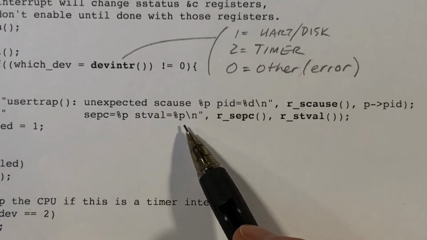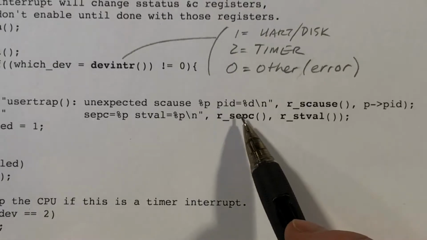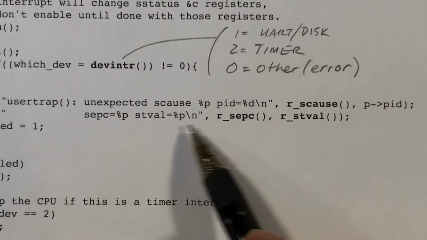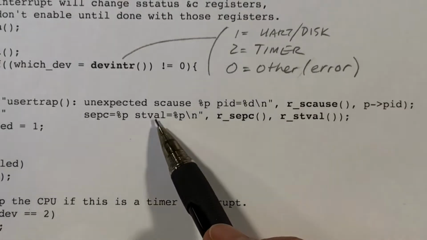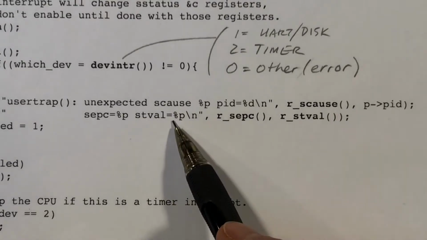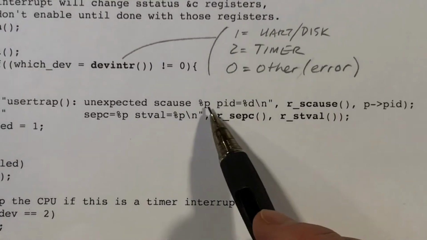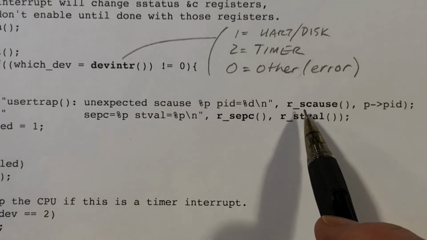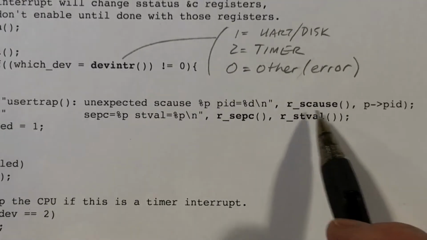And it's going to print out the value of the stval, which may contain additional information. If you're not familiar with the formatting code %p, it basically prints out a 64-bit value in hex.